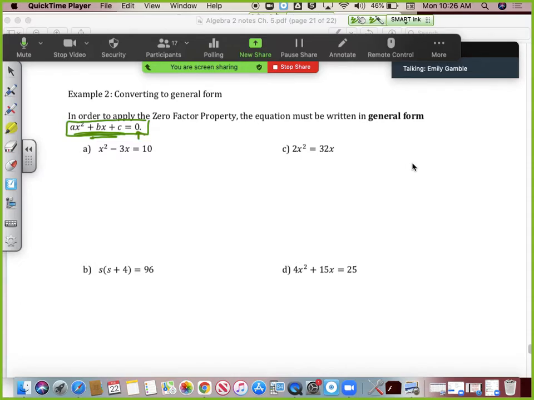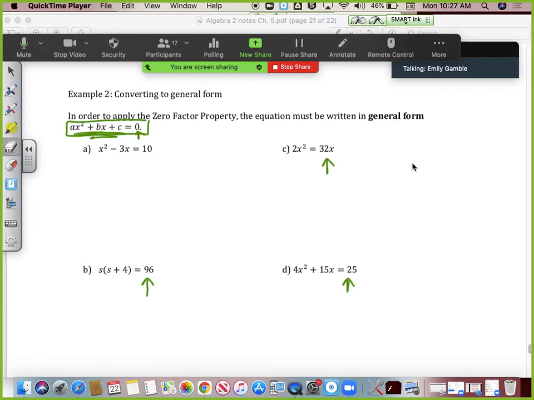Whenever you don't have that to start out, you have to move things around so it does equal 0. Right now, this says equals 10. This says equals 96. This is equal to 25. This is equal to 32x. So for all of these problems, the first step is moving that number, whatever number or term it is, to the other side so that it equals 0. That adds one more step to the process.